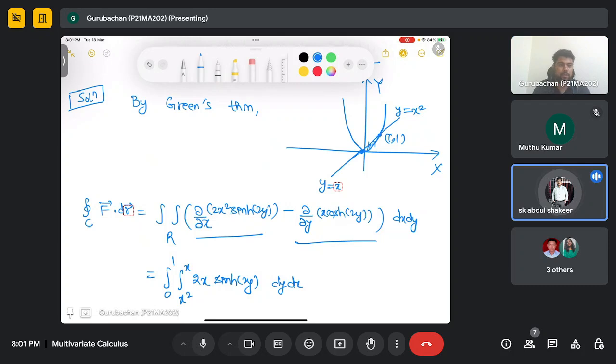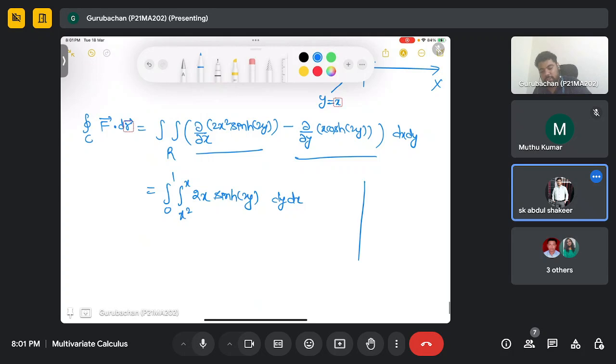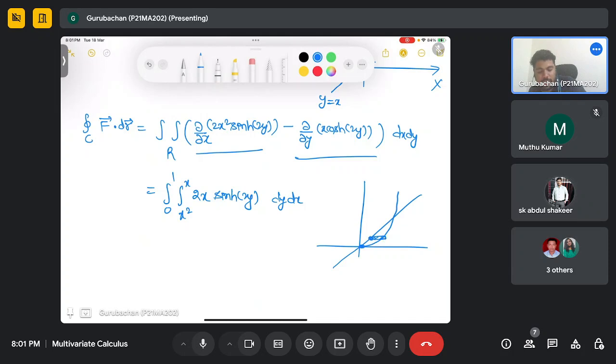We can take dx dy also. If we take a strip parallel to the x-axis, what will be the x limits? x will vary from y to root y. Good. And y will vary from 0 to 1. So we can do it like that also.